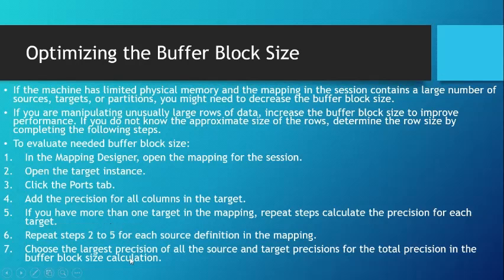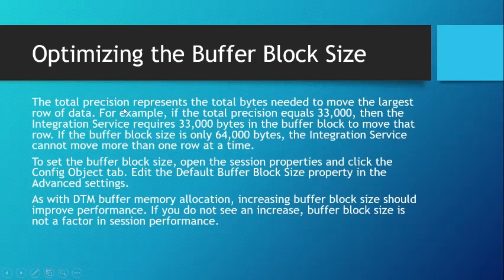So these are the options you can follow and update, right? Choose the largest precision of all sources and target precision for the total precision in the buffer block size calculation. Okay. So now, optimizing the buffer block size: the total precision represents the total bytes needed to move the largest row of data. For example, let's suppose the total precision equals 33 thousand. Then the Integration Service requires 33,000 bytes in the buffer block to move the row.